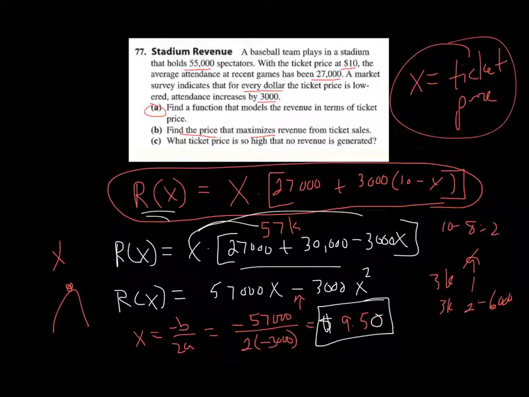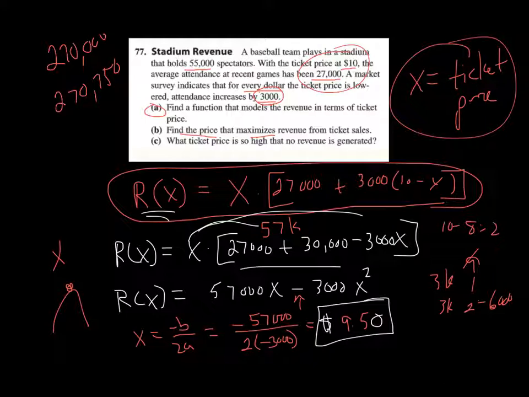But you say, hey, Don, how many people are going to show up? Apparently not many more, because we're only increasing 3,000 people for every dollar decrease. It's not exactly a linear thing, but let's just assume that 1,500 additional people are going to show up. Well, at $10 a ticket, 27,000 tickets, they're making about $270,000.